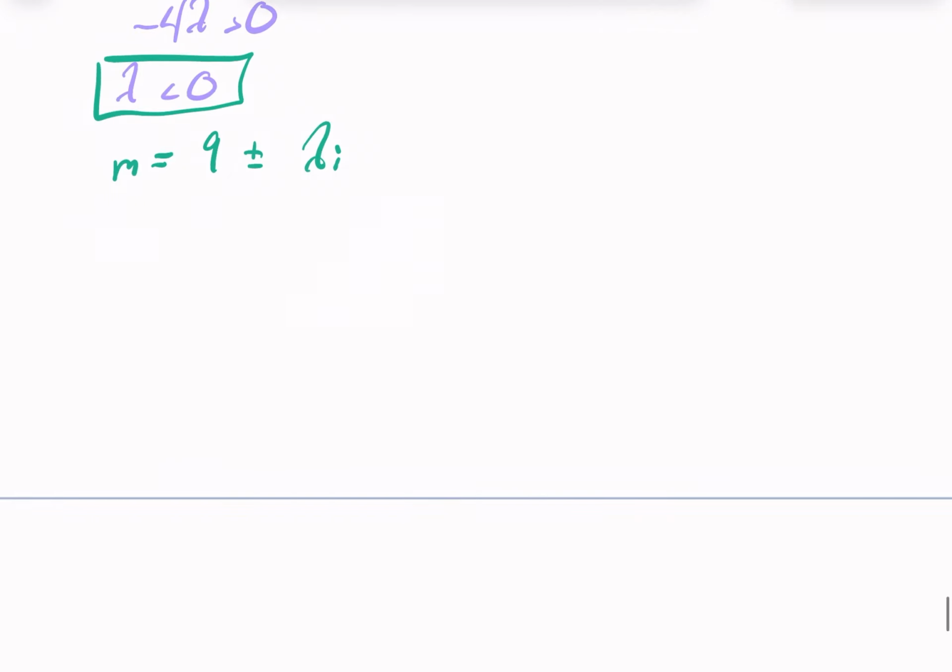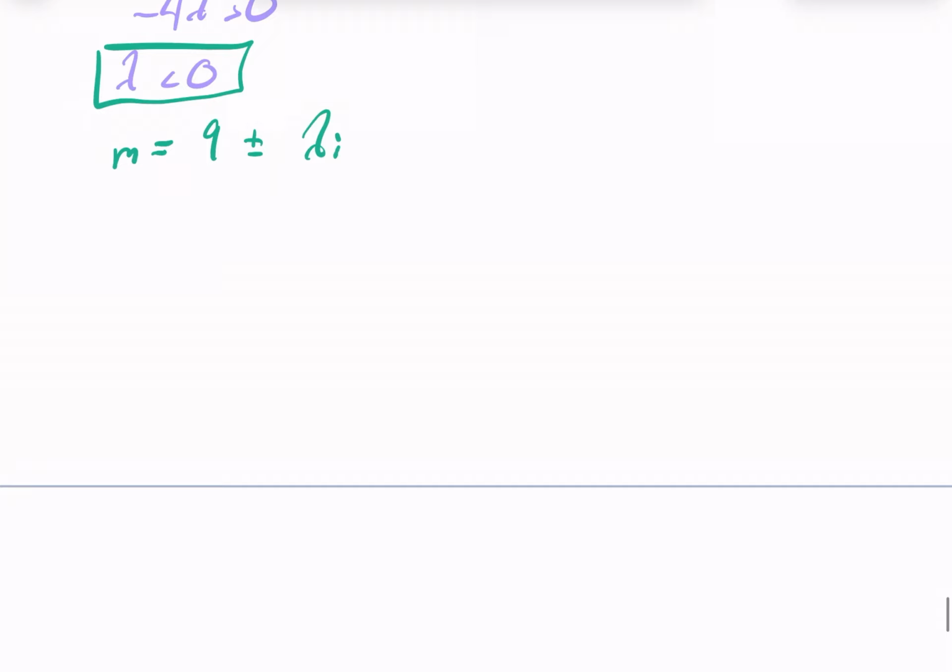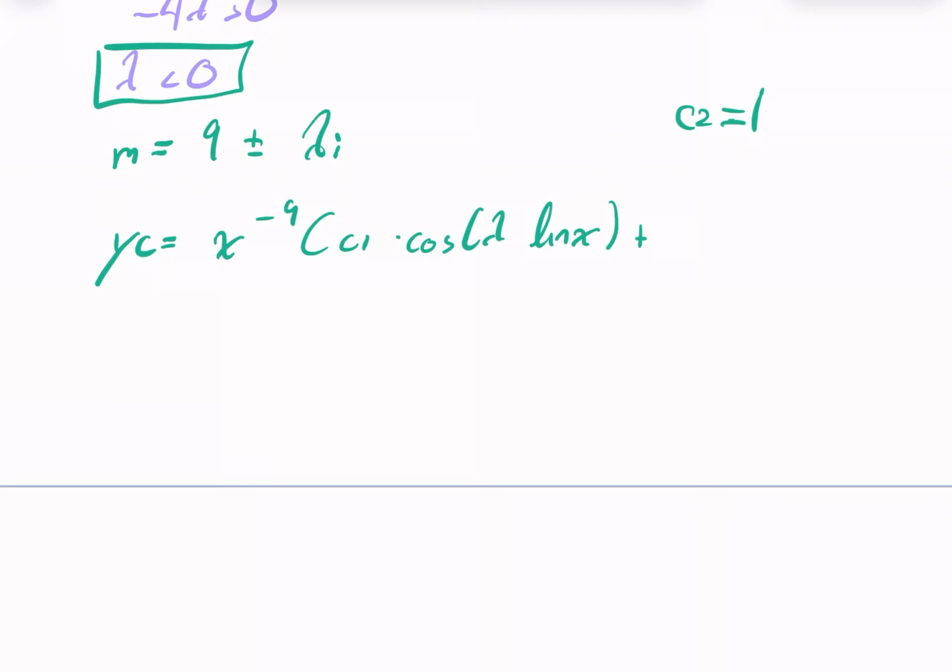I got about this far in my solution. Now, yc, going off what we know, is x to the negative 9 times c1 cos lambda, which is the coefficient of the imaginary part, ln x, plus c2, which equals 1 in this case, sine lambda ln x.